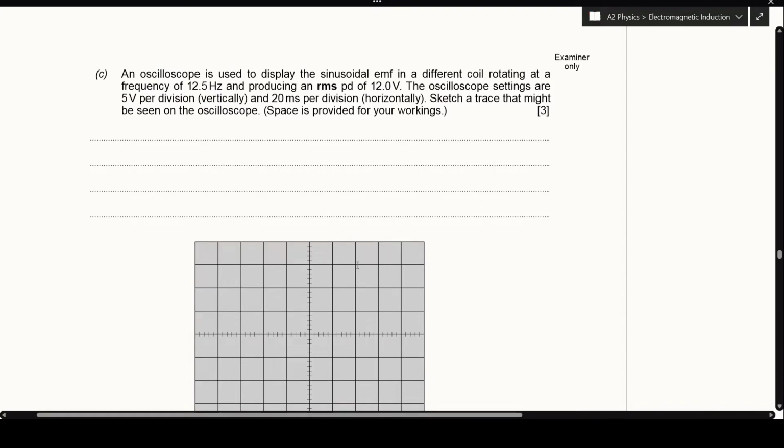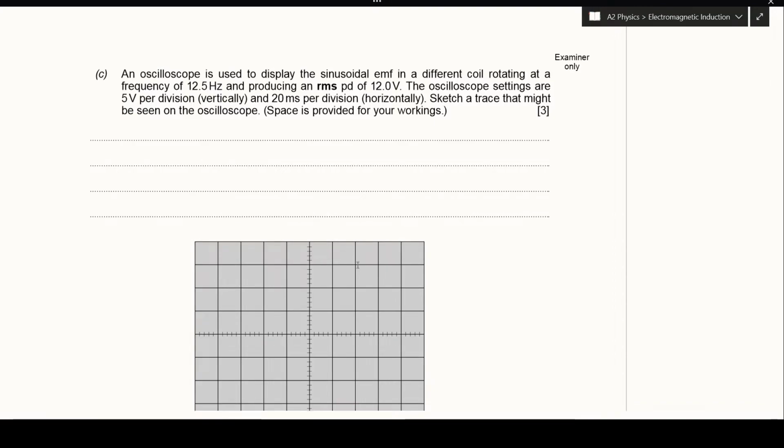Then we're using an oscilloscope to display the sinusoidal EMF in a different coil rotating at a frequency of 12.5 Hz and producing an RMS PD, a root mean square PD, of 12 volts. The oscilloscope settings are 5 volts per division vertically and 20 milliseconds per division horizontally, and we've got a sketch of a trace that might be seen on the oscilloscope. Nowadays, we would only find this type of question in the alternating currents option in Unit 4, but let's run through it for completeness.